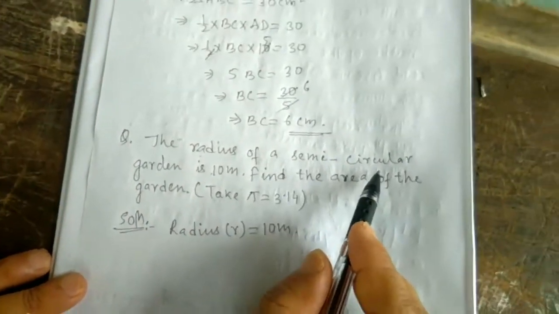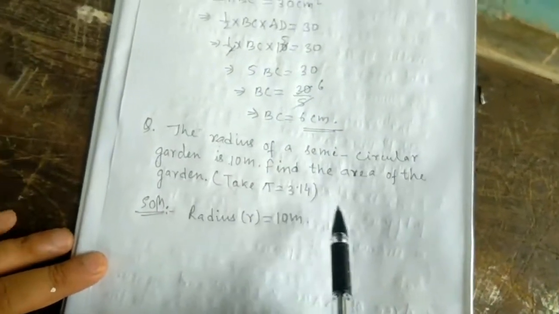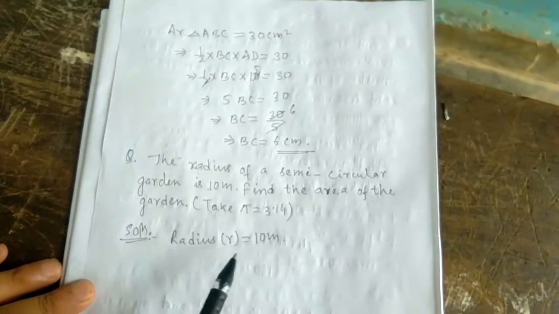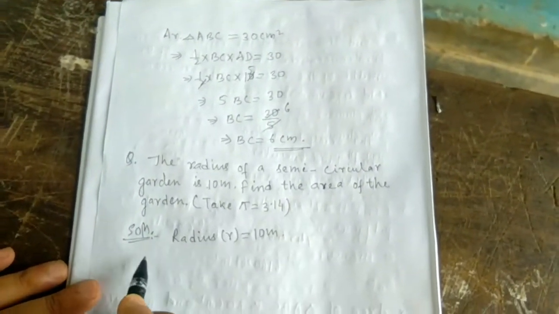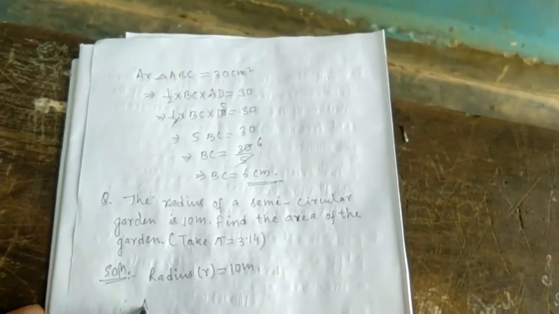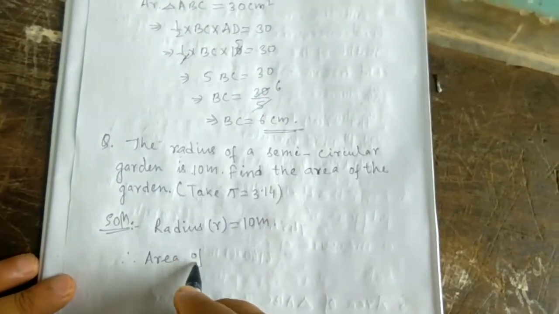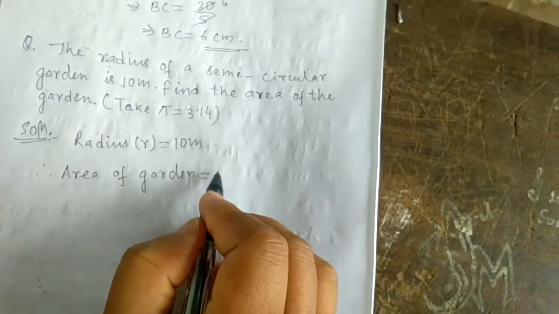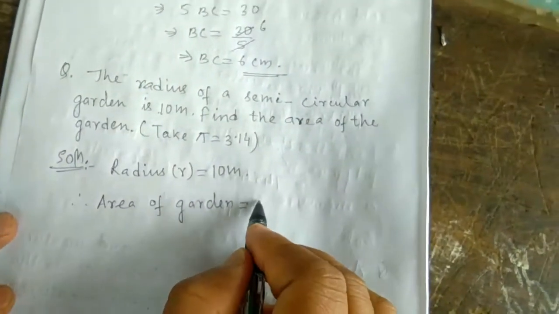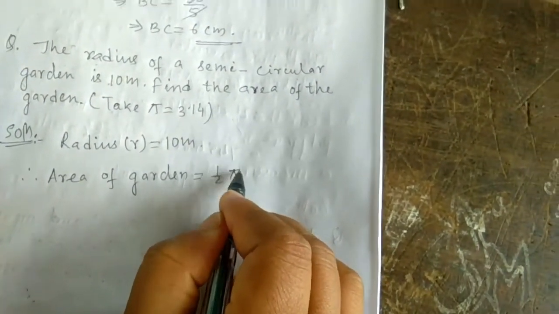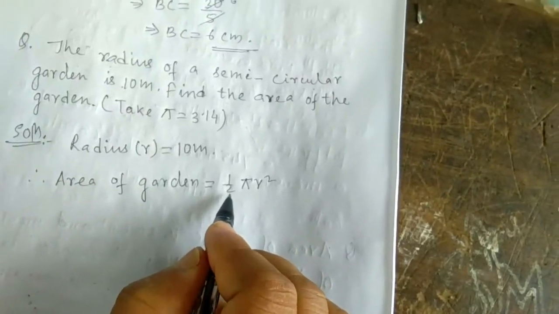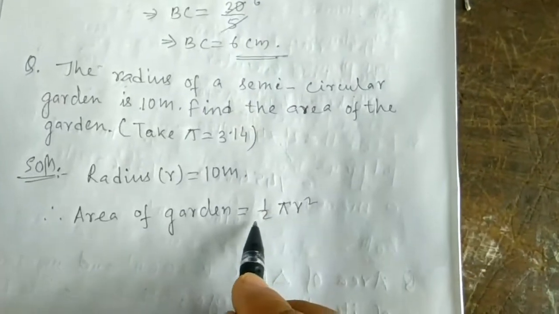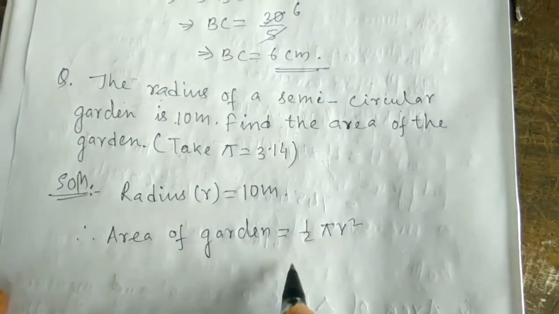The shape of the garden is semicircular. Semicircular means half of the circle. Clear? And we have to find the area of the semicircle. We know that area of circle equals pi r square. So the area of the garden, since it is semicircular, the formula will be half pi r square. Area of circle is pi r square, so area of semicircle is half pi r square.